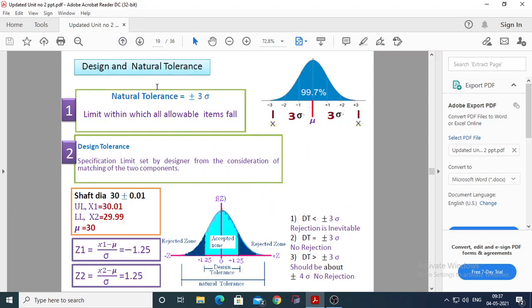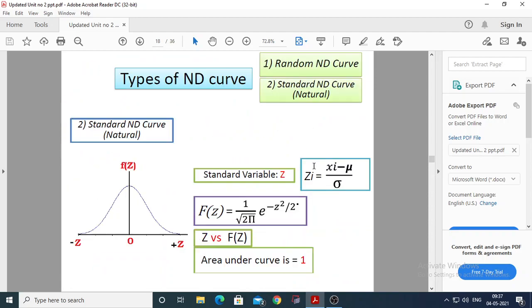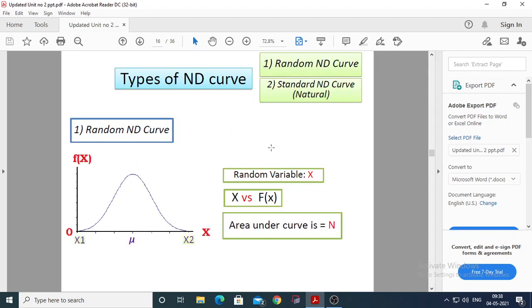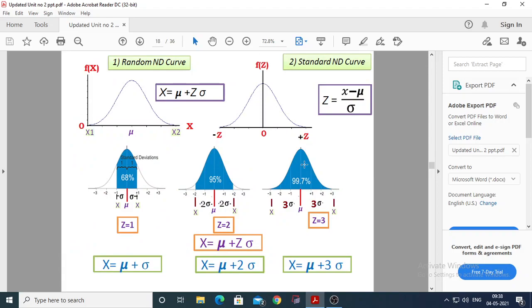Before that, we also saw the design and natural tolerance. Natural tolerance is the limits within which all allowable items fall, meaning the standard values are given. We have already seen that if you take plus or minus 3 sigma, the percentage is 99.7%. If you take 2 sigma, the percentage is 95%. And if you take 1 sigma, meaning the sigma value only, it is 68%. This is the acceptable value.